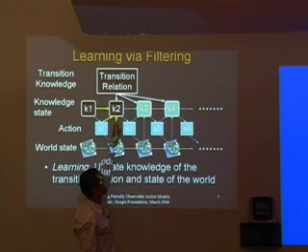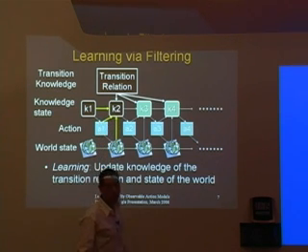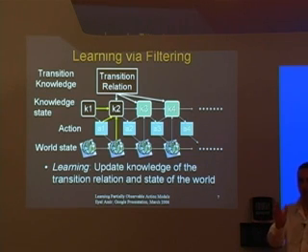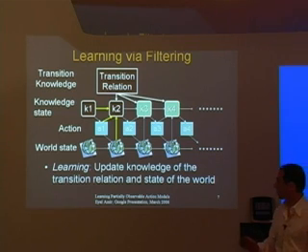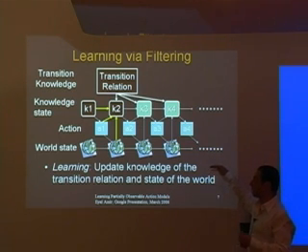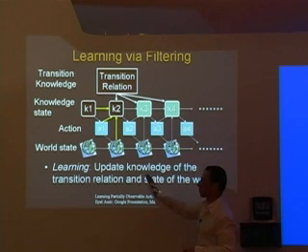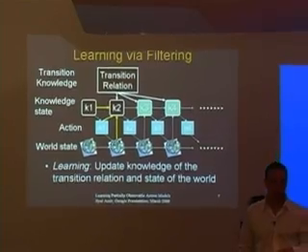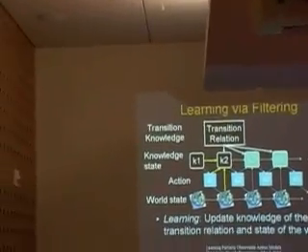What complicates this matter is that this transition relation at the top is also not known, and the agent needs to have a state estimator that combines both the transition relation, the lack of knowledge of the transition relation, and the state of the world. So our task here is to update our knowledge about the transition relation and the state of the world at the same time, and this is what we're going to do. We're going to try to do this update in an efficient way so that at the end we have the most correct picture that we can have.